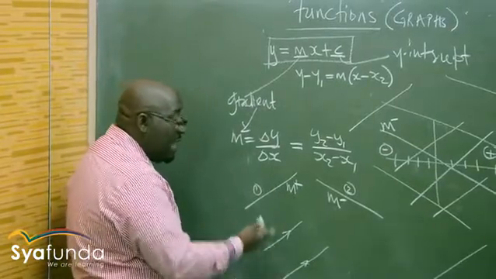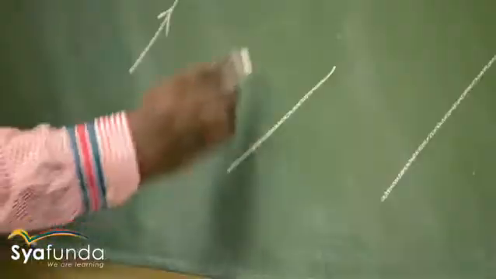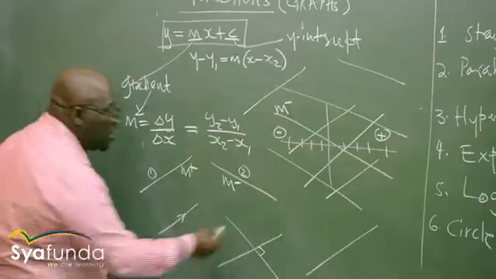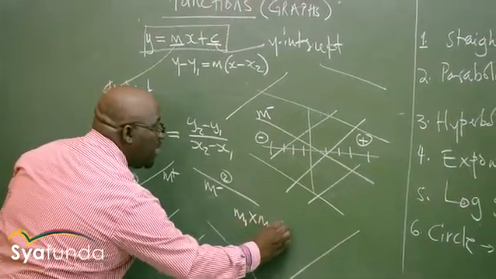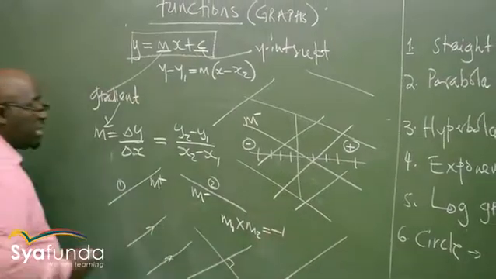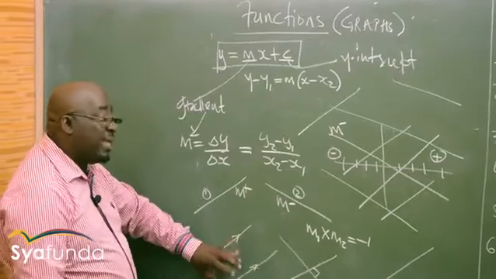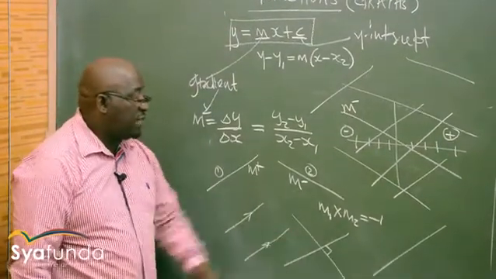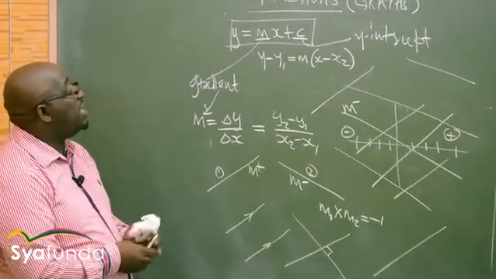These lines are parallel, therefore the gradients will be the same. If this line is like that one, the other one is like that, and this is 90 degrees, we call these perpendicular lines. So you should know that the gradient of the first one, m1, multiplying the gradient m2, will give us -1. So the product of their gradients will be equal to -1. Whereas for parallel lines, these two gradients are the same. For perpendicular lines, the product of these gradients is equal to -1. So it is important that we understand it in that way.